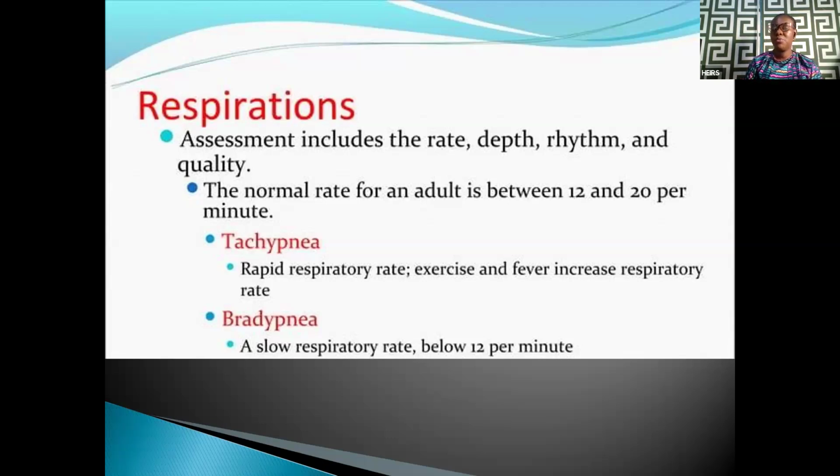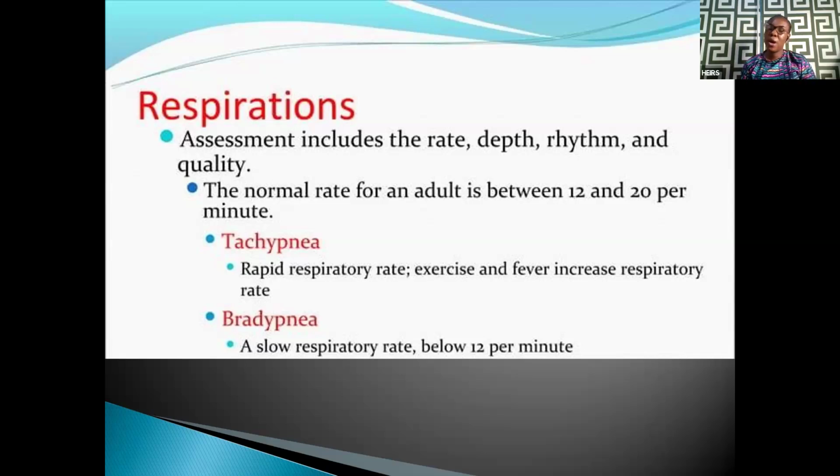I'm checking for the depth. Is the breath shallow? Like someone whose breath is not really getting to the base of the lung, so you find the person breathing up high. Then you observe for the rhythm. Is it rhythmic? As in, you can tell this person is just breathing very stably, or is the rhythm distorted?